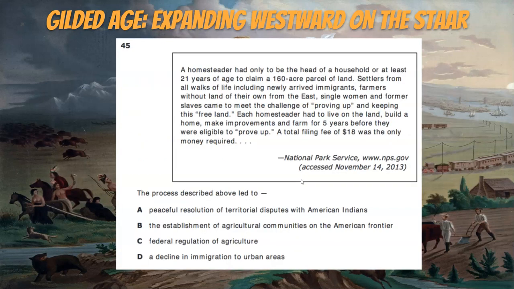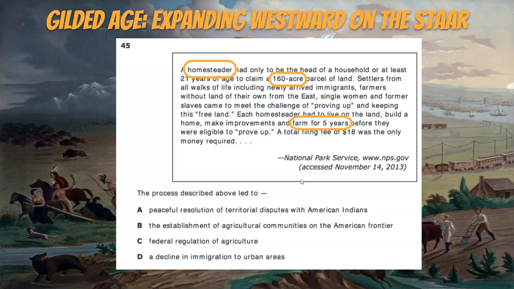Here is an example that is slightly more complex. It incorporates an excerpt from a historical article as the basis for the question. Though this looks more intimidating, if we still focus on key words as a strategy, we can find the right answer. In this stimulus, we see homesteader, 160 acres, and farm for 5 years. As we learn in class, the Homestead Act provided 160 acres of free land for those who would farm and improve upon it for at least 5 years.